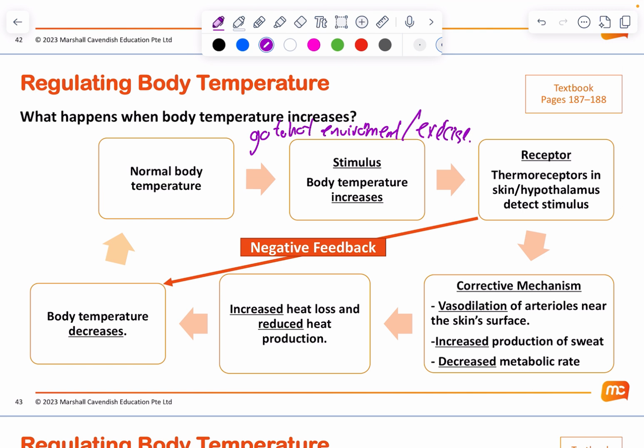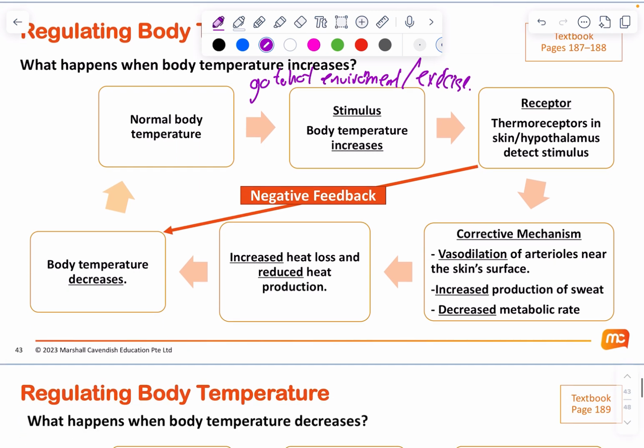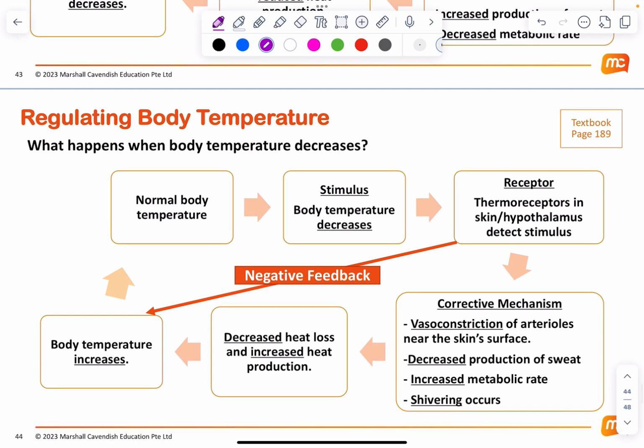Writing just like this is not enough. You have to actually explain in full. So do refer to your notes for how the wording should be. Then later on, this will lead to an increase in heat loss and reduced heat production, causing your body temperature to decrease. What happens when body temperature decreases?